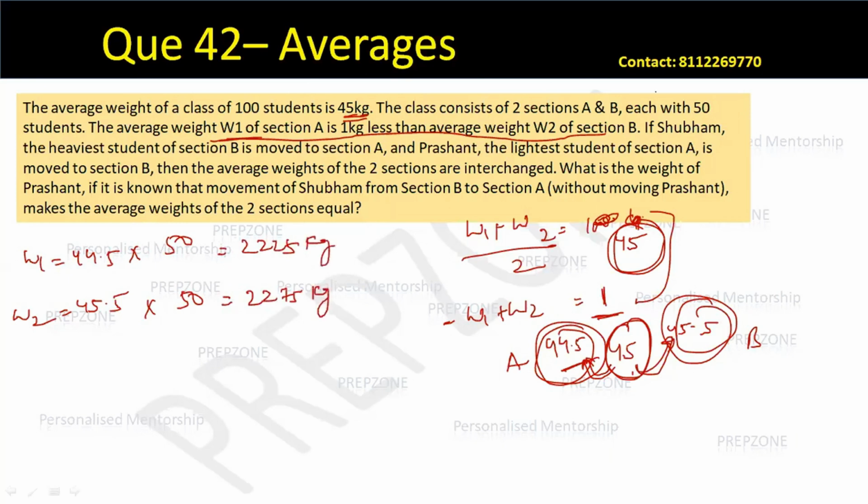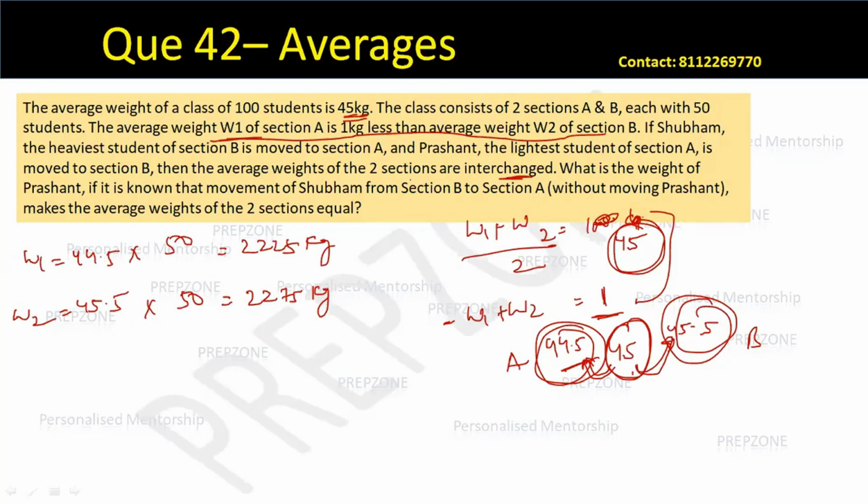Okay. Now what is given to me is, if the heaviest student is moved to section A and Prashant moves to B, the average weights of the two sections are interchanged. Okay, this is one. And the second thing that is given to me is, find the weight of Prashant if it is known that the movement of Shubham from section B to A, without moving Prashant, makes the average weight of the two sections equal.